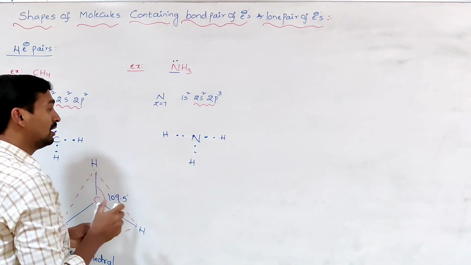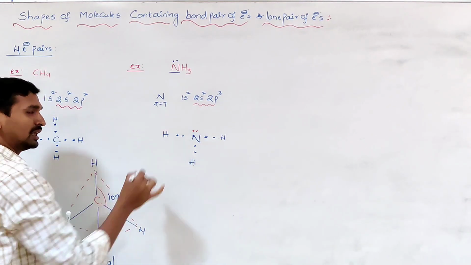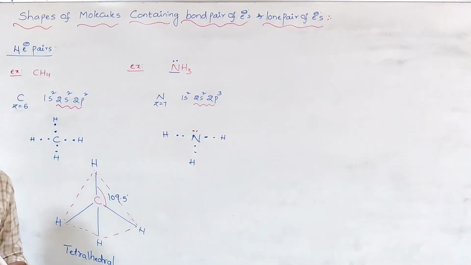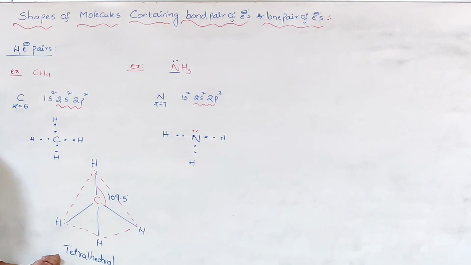One is a lone pair, totally 4 electron pairs. Generally when 4 electron pairs are present, what is the regular geometry, the electronic geometry? Tetrahedral is the electronic geometry or regular geometry.